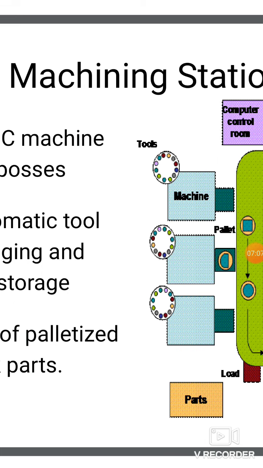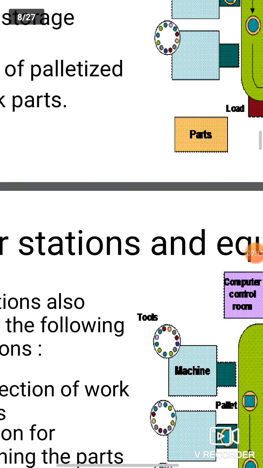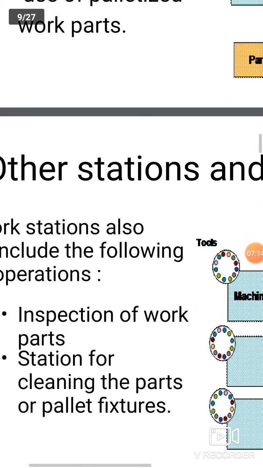Next one is other stations and equipment. What are these other stations and equipment? So an FMS is larger than the flexible manufacturing cell.